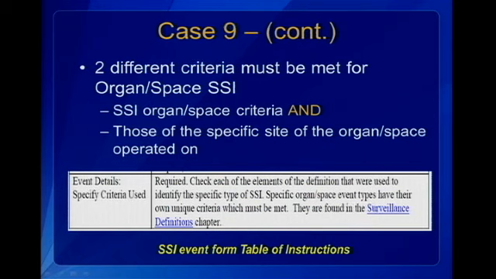Okay, so two different criteria must be met for an organ space. Your site-specific organ space, where they saw the abscess on CT and then took them back and found it, and those are the site-specific, and all those site-specific organisms are in Chapter 17, the HAI chapter.